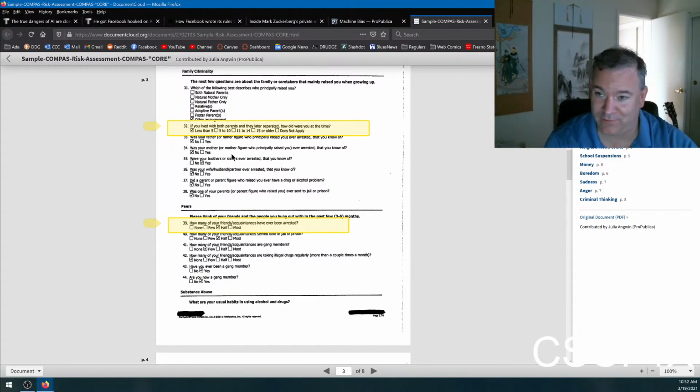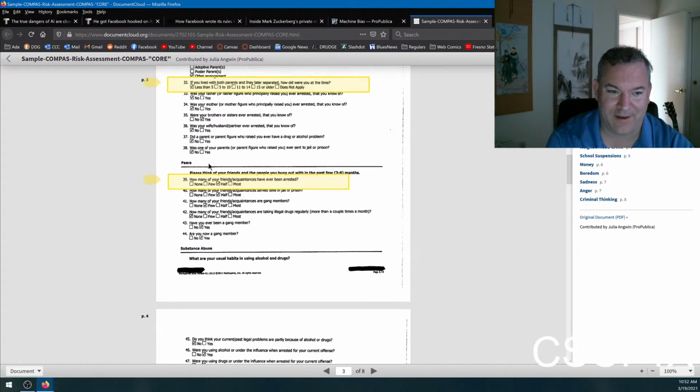That could be the source of the algorithmic bias right there, right? Because that's not you. But if, let's say, your family was all arrested, then this program is going to spit out you're a higher risk, right? And so that is a problem for me.